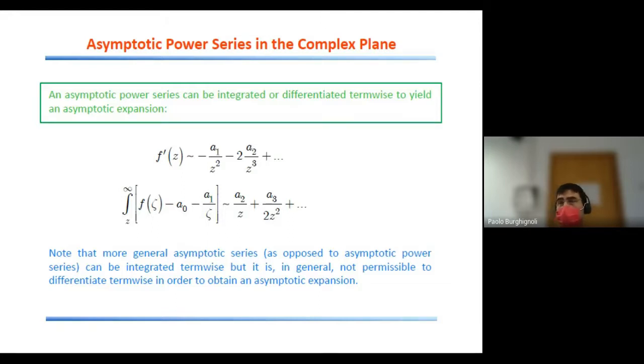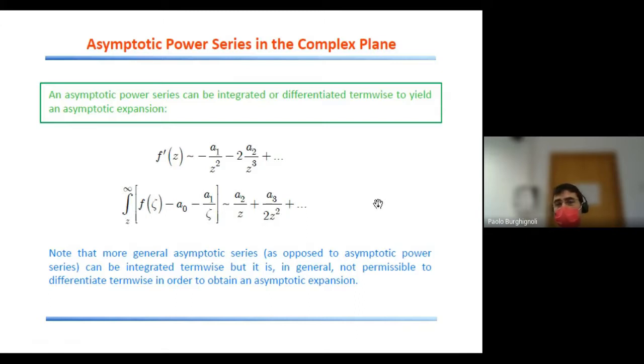That is because the asymptotic sequence we are considering is made of monomials. In general, if you consider a different asymptotic sequence, it would not be true that you can differentiate term by term. However, it remains true that you can integrate term by term.